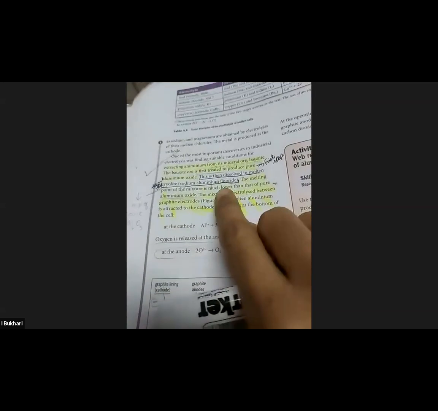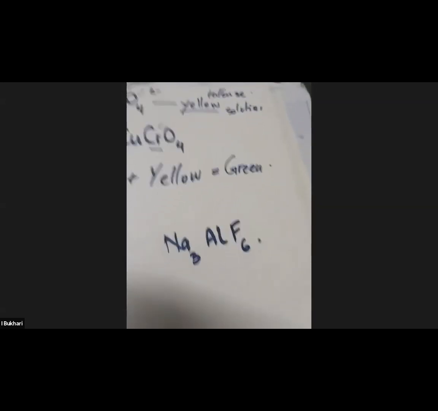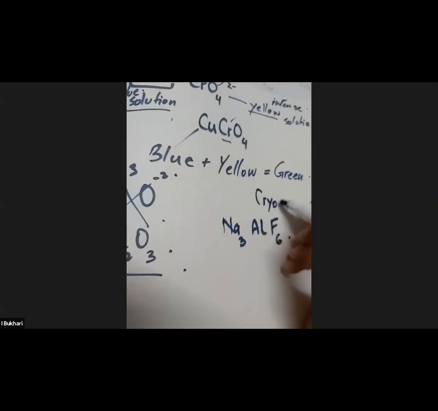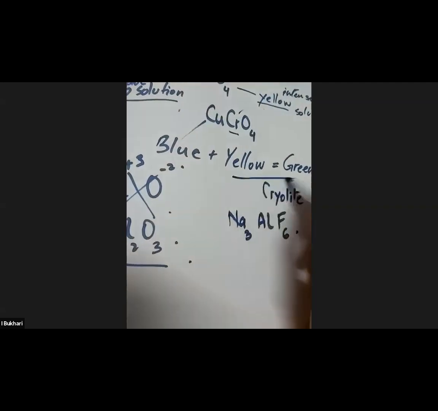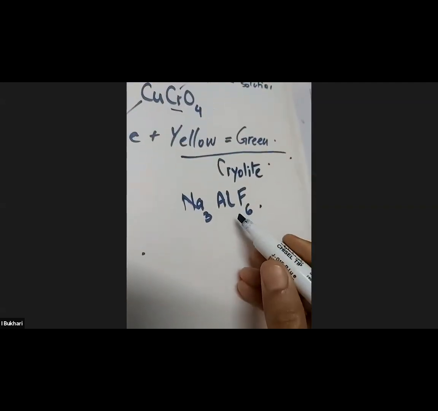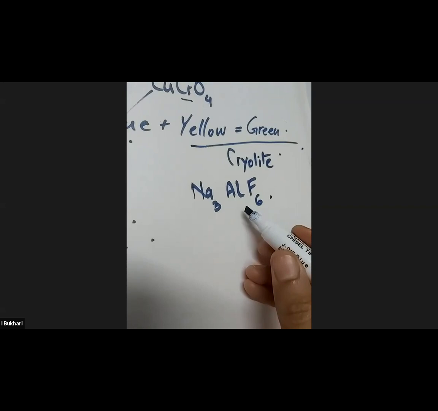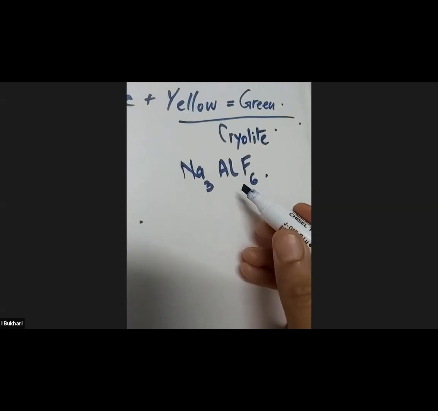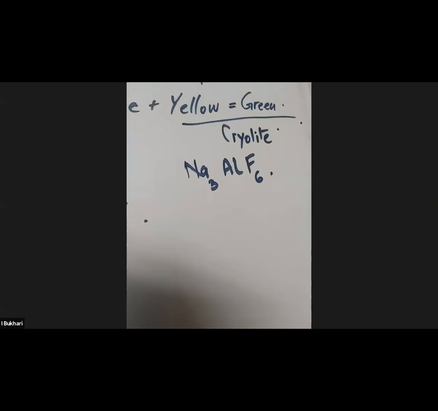Now its melting point is really high, but we need to melt it if we want to extract aluminum. So we add an impurity, which is sodium cryolite. By the way, the formula for sodium cryolite is this. This is the formula for cryolite that we add in molten aluminum oxide. Why? In order to decrease the melting point. I hope you remember how impurities decrease and increase the melting points, and how they affect the melting points.